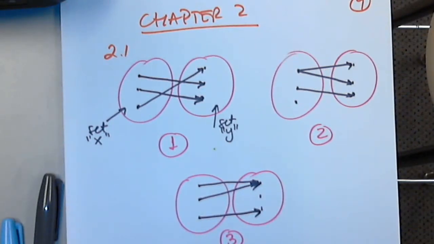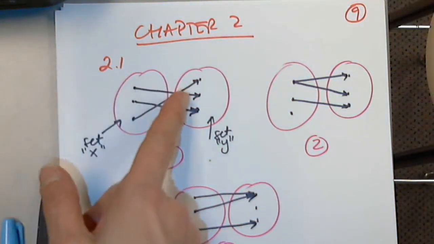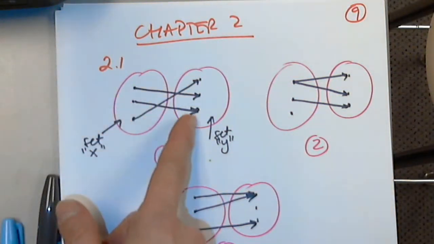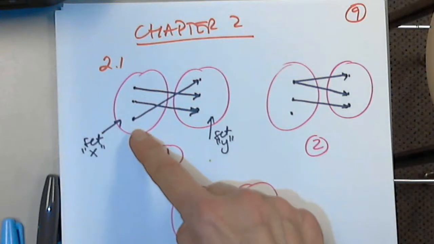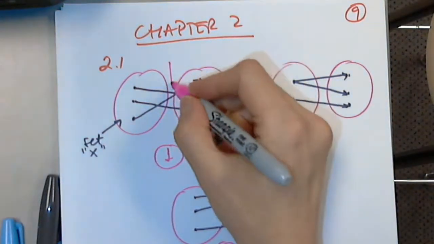Okay, so let's analyze the first situation. I created a relationship that connects this x value to this y value, and this x value to that y value. Is this a function? Yes, because I can show that each x value corresponds to exactly one y value. So this is called a function.